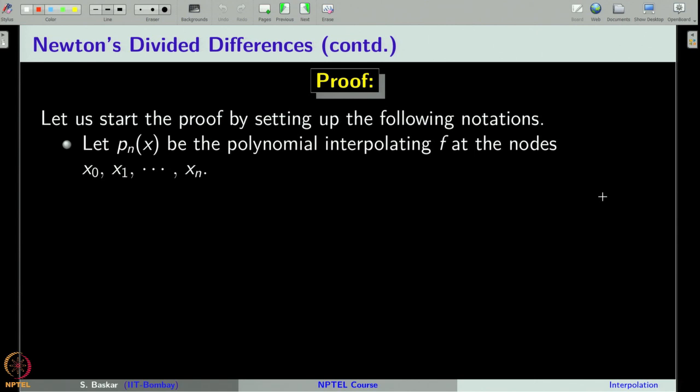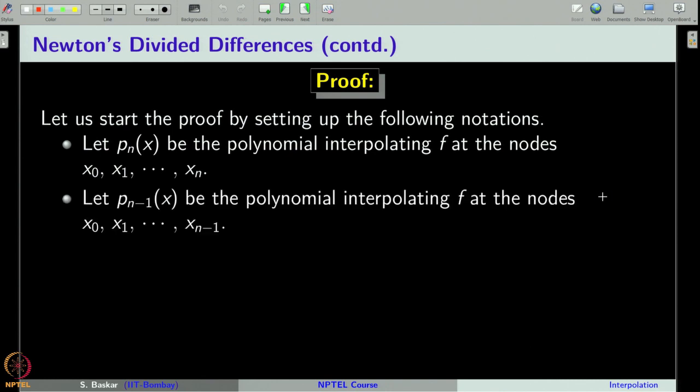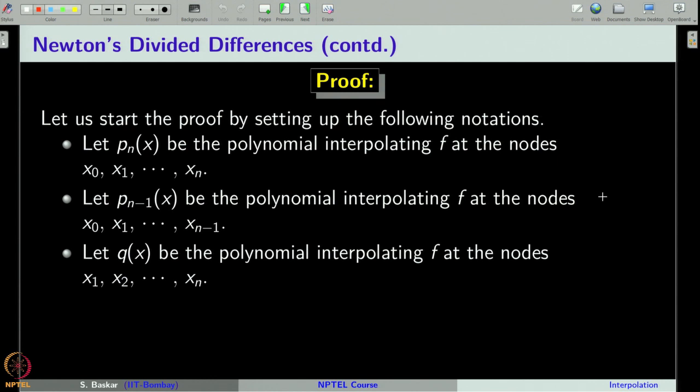Let P_n of x be the polynomial interpolating the function f at the nodes x0, x1 up to xn. And similarly, P_{n-1} of x be the polynomial interpolating the function f at the nodes x0, x1 up to x_{n-1}. And now, we will also consider another polynomial Q of x, which is the interpolating polynomial of f, but now with nodes starting from x1 and going up to xn.